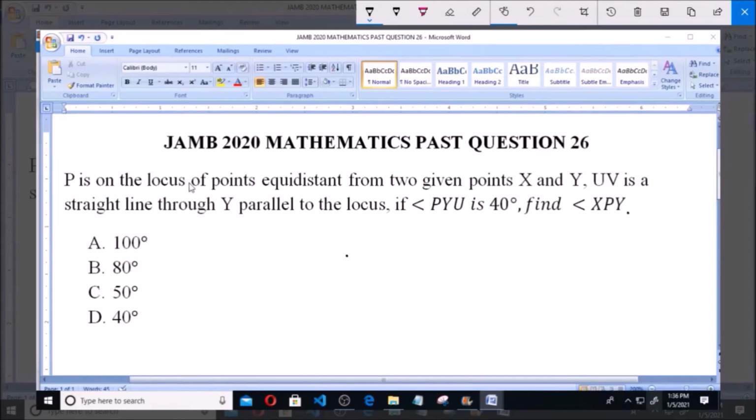Now let's go back to the statement and read this carefully. We have a line between X and Y. Let's assume this is a line XY. Then there's a locus which is equidistant from these two points X and Y. That means the locus is equidistant from X and also equidistant from Y. Now this is a locus. Now P is a point on this locus.